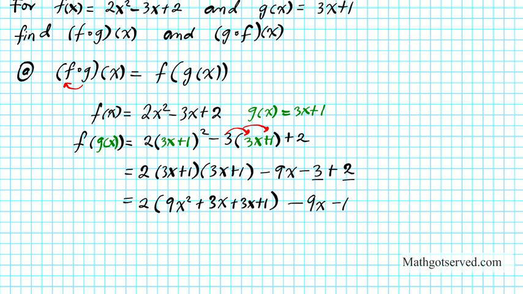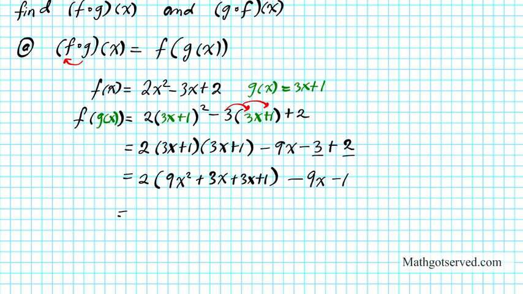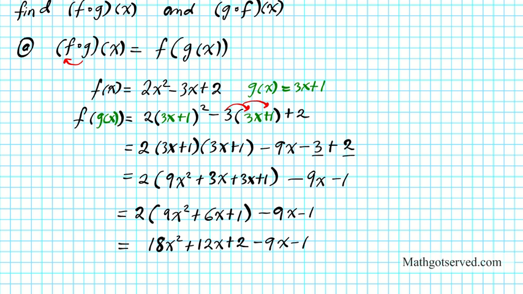Alright, now let's simplify the quantity in the parentheses and then distribute the 2. So 2 times 9x squared, 3x plus 3x is 6x, plus 1. Alright, minus 9x minus 1. Alright, now we can go ahead and distribute the 2. So we're going to have 18x squared plus 12x plus 2 minus 9x minus 1.